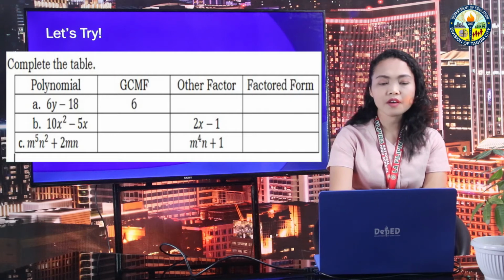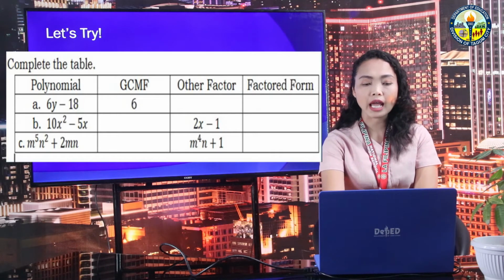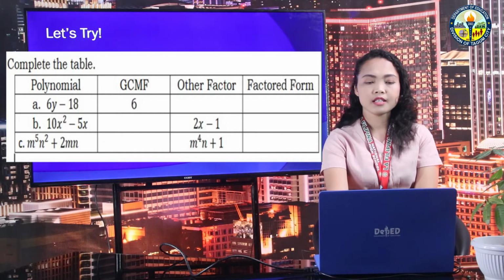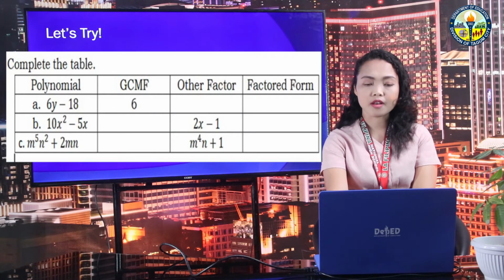Okay, so the given for letter A, again, we have 6y minus 18. Then the given GCMF is 6. For letter B, 10x squared minus 5x, and the given is 2x minus 1. So the GCMF and the factored form are unknown.